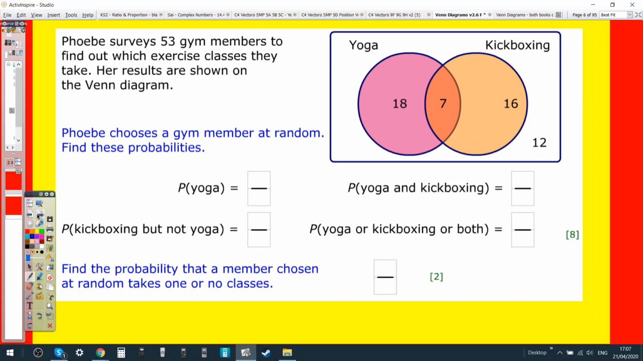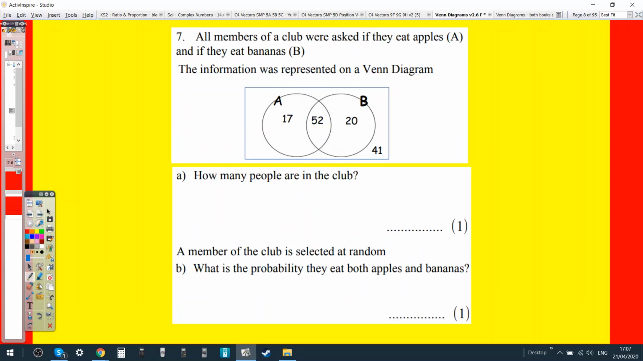This one's okay. Let's try. So what is the probability that a person does yoga? So there's 53 people, gym members. What's the probability that someone selected at random does yoga? So it's out of 53. Do these 7 people do yoga? Yes, 25 out of 53. And let's see, this one's okay.